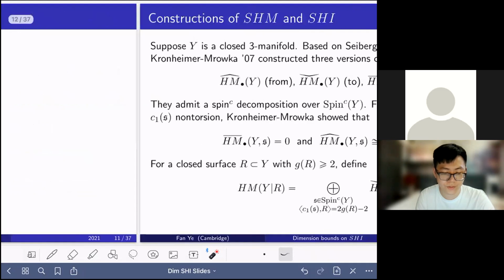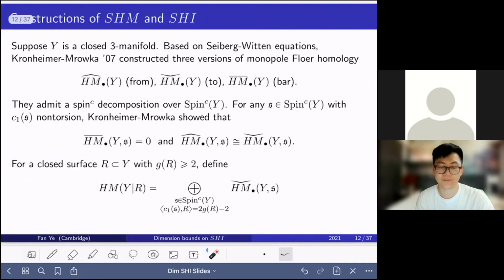So maybe let's first review some basic things for monopole theory and instanton theory. In this talk, I will not use any technical details of the monopole and instanton theory, but just use them as a big black box. So suppose Y is a closed oriented 3-manifold.